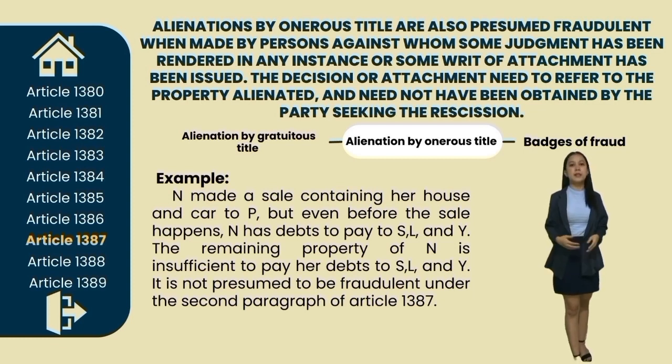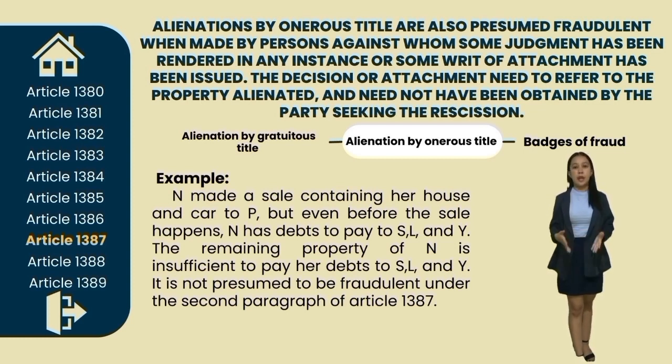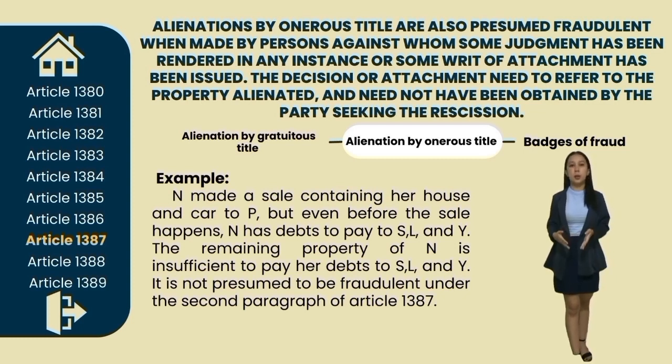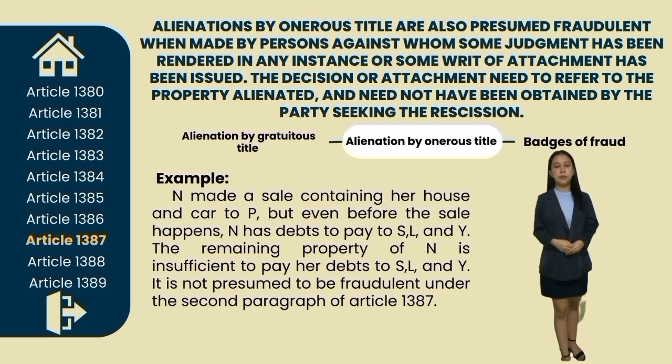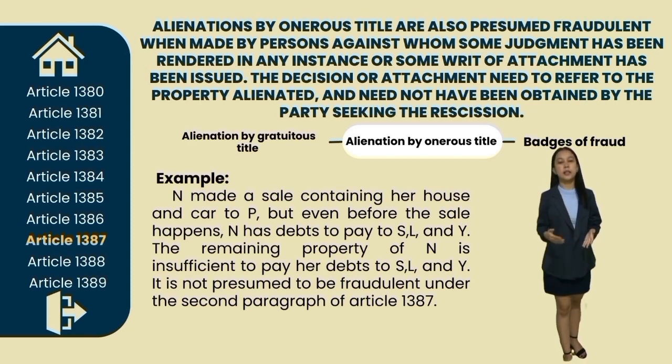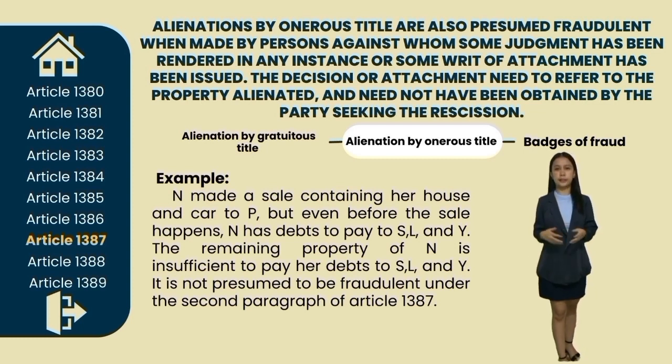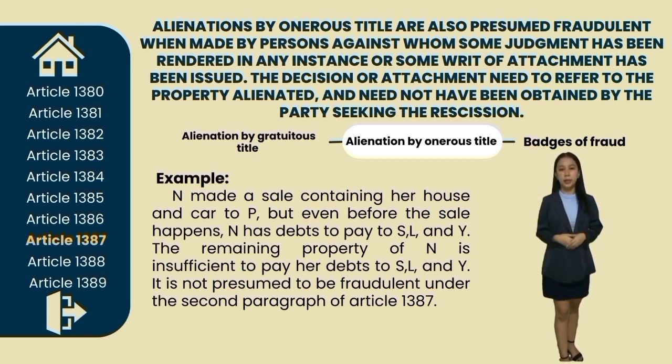Suppose again that N sold to L another parcel of land that has not been attached, while Y, the creditor of N, obtains a writ of attachment in his favor. Then the sale to L is presumed fraudulent because the law states that the decision or attachment need not refer to the property alienated. S, another creditor of N, has the right to rescind the sale to L because the law says that the decision or attachment need not have been obtained by the party seeking the rescission.